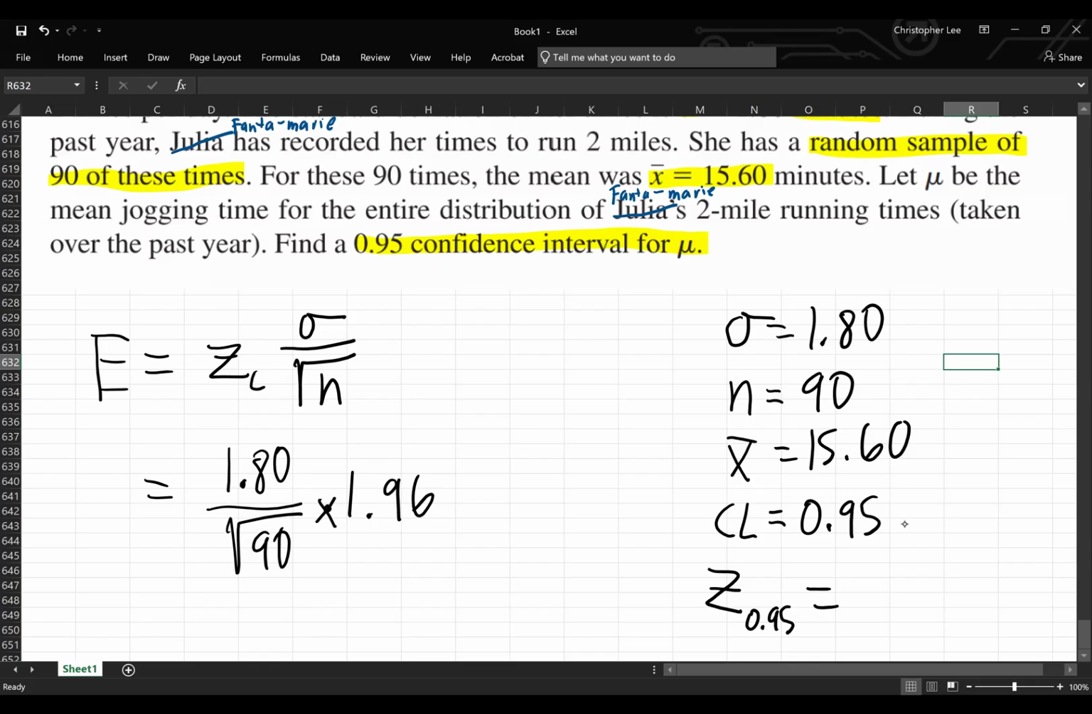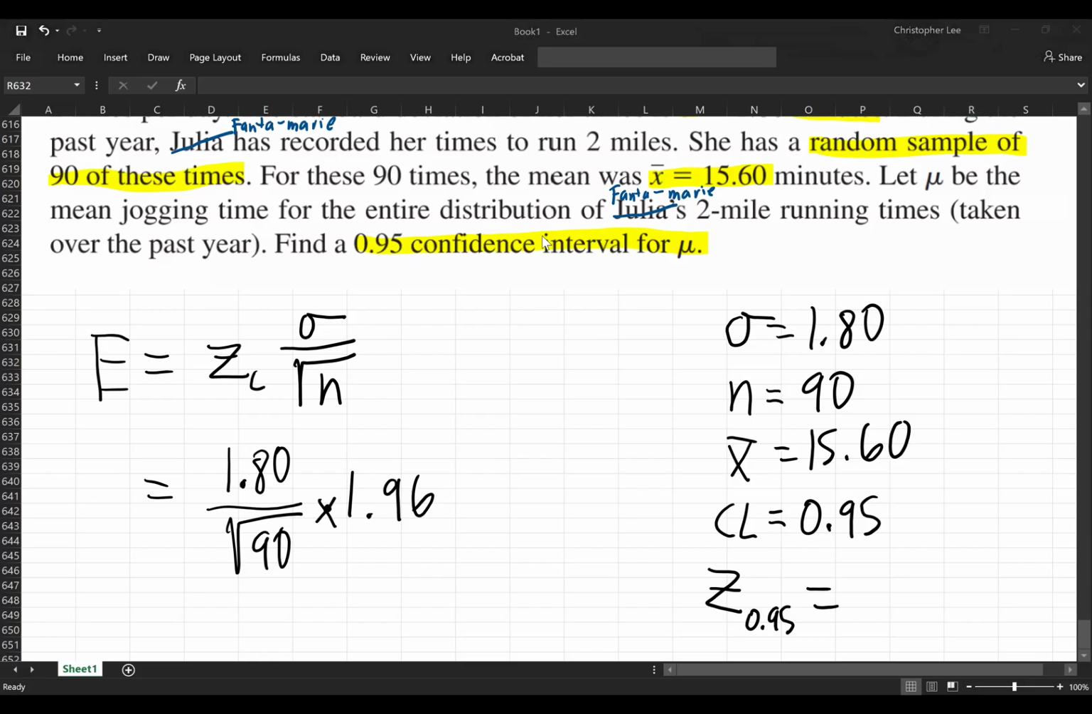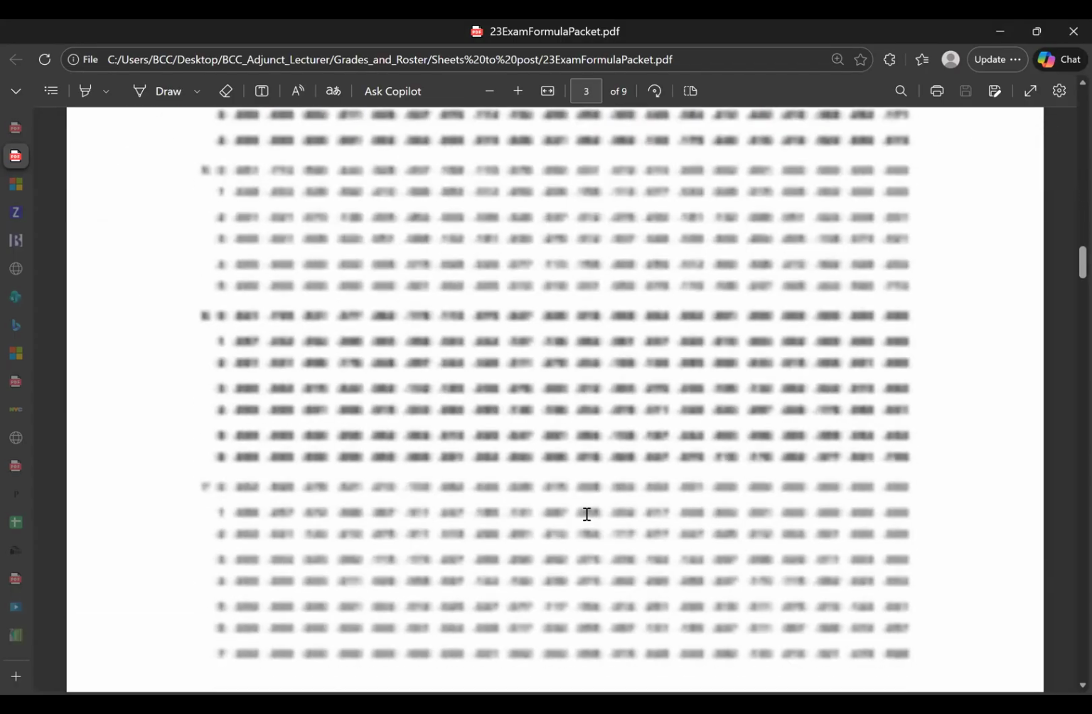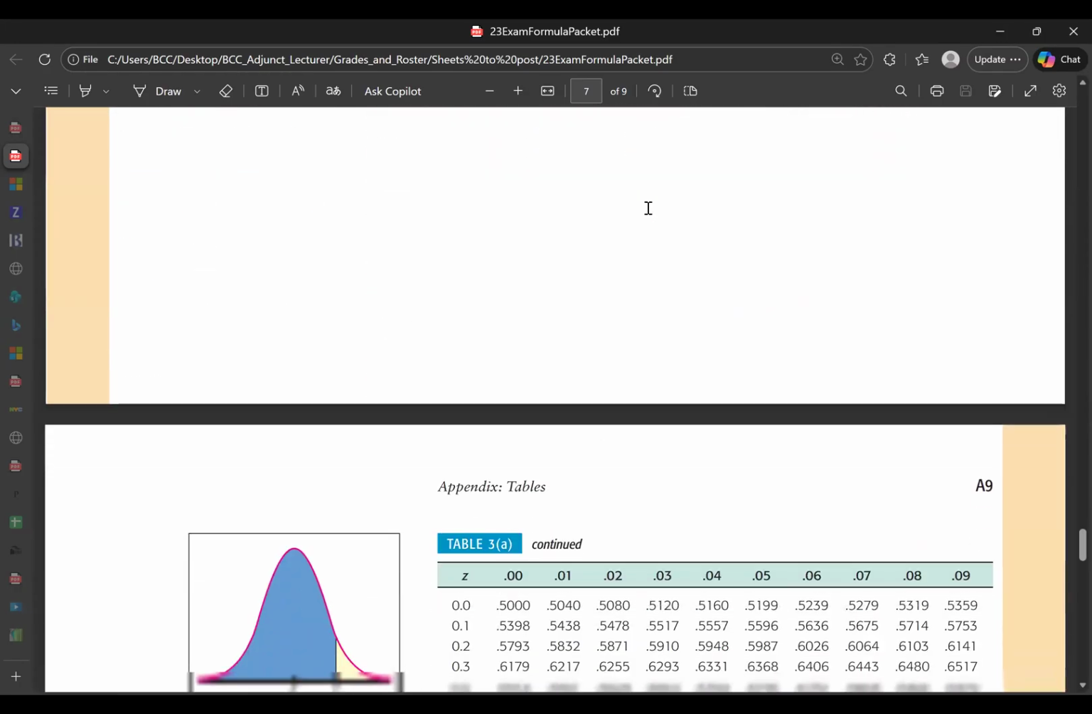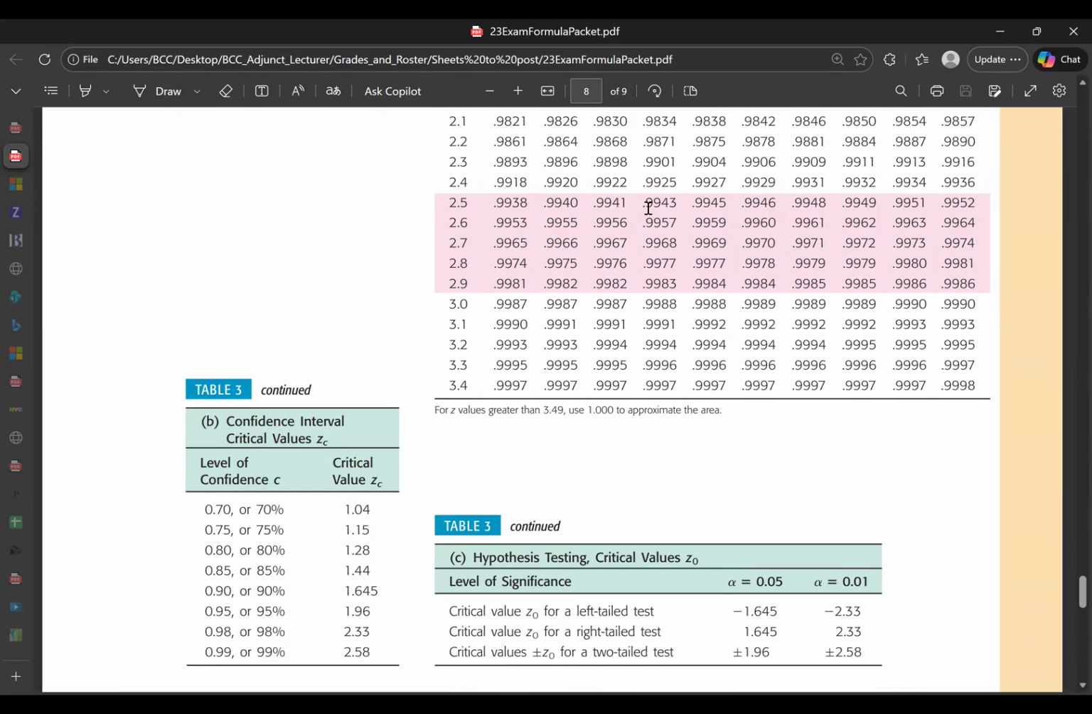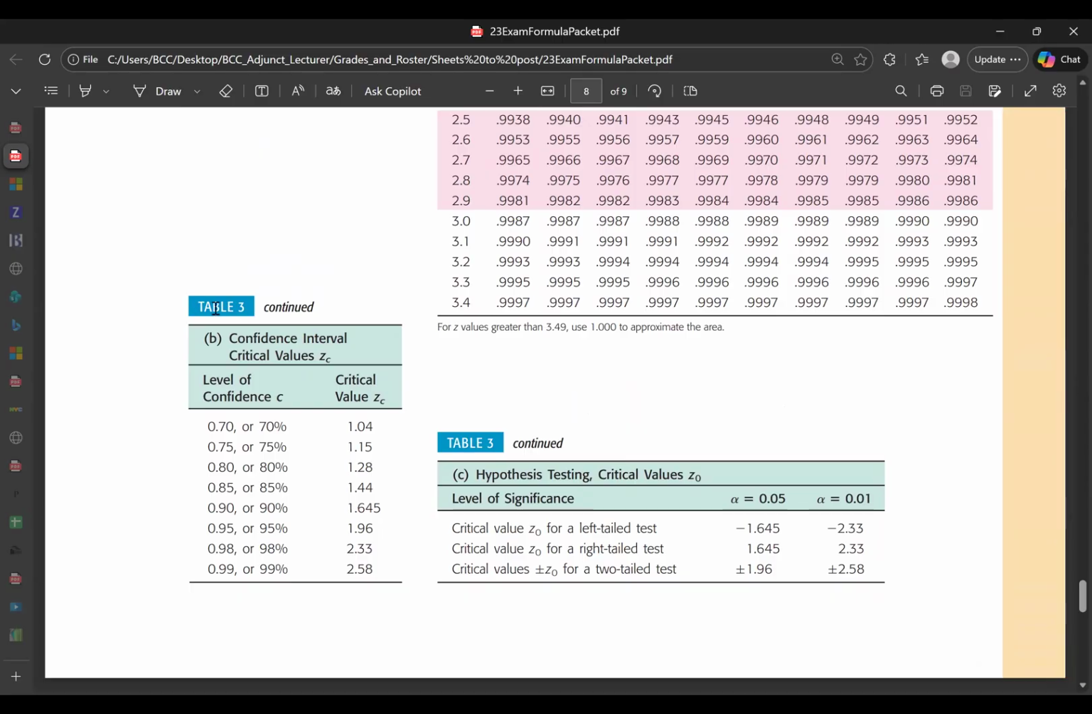Well, let's look at the table together so that we're all on the same page, right? So going back to the formula sheet, we go back to our normal distribution table, right? So here we go. This is our areas for standard normal distribution. If you keep turning your page, right here, we have a little table called table 3, confidence intervals for critical values of Z critical, all laid out for you. We're looking for 95%, right? So here goes 95. What's the Z critical value? 1.96. That's it. You're done. All right. Let's go back.